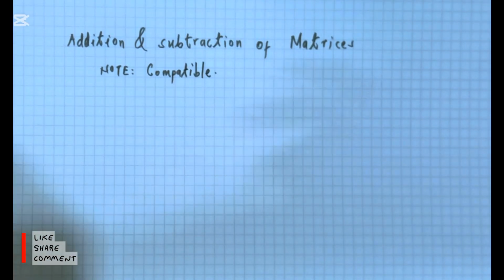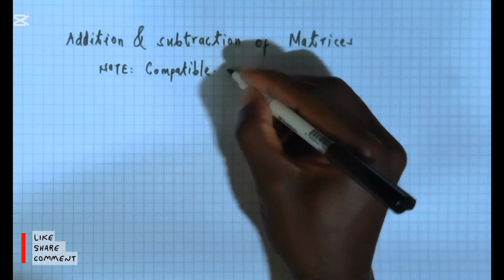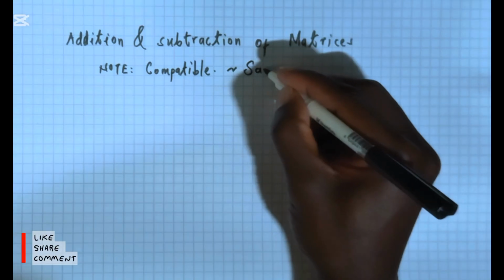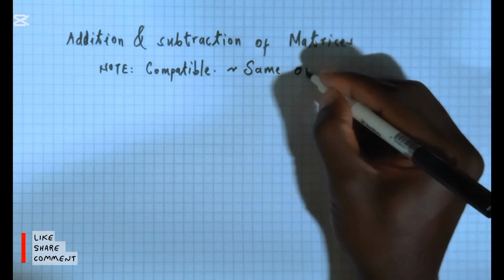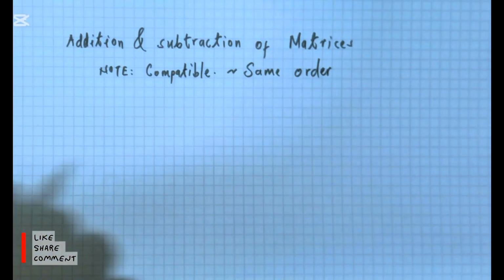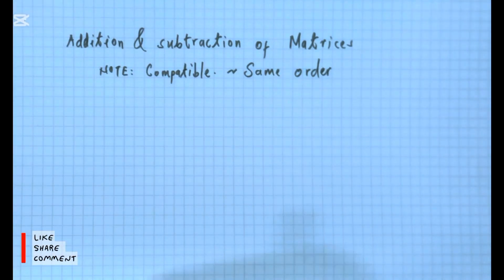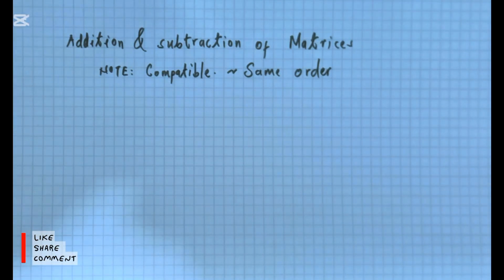When we are adding and subtracting, matrices are said to be compatible if they have the same order. Remember yesterday we looked at the order of matrices, where we were describing the order using the number of rows and columns. So only matrices with the same order can be added or subtracted.